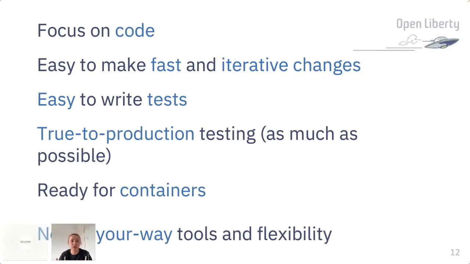OpenLiberty can be a fantastic tool to use to make cloud-native applications, really because it allows you as developers to focus on the code instead of having to worry about integration with the open source technologies and specifications. It enables you to have really fast and iterative changes through some of its tools and features. It enables really effective testing. It's ready for containers, and it's a really nice modular runtime. So really, you just add what you need, making that memory footprint nice and small so you can be effective in terms of cost in the cloud while still having high throughput. So a really great tool to make use of, and that's what we're going to be utilizing today.